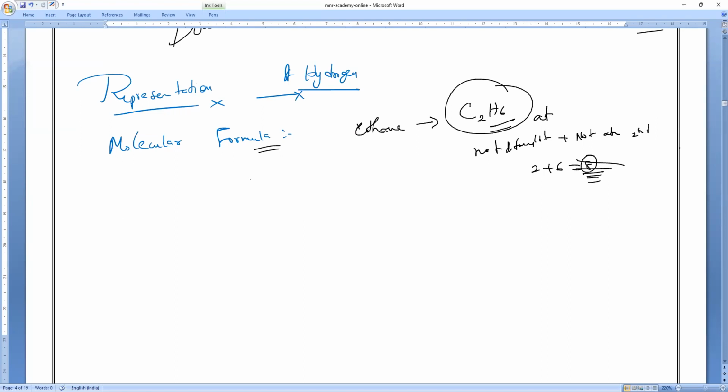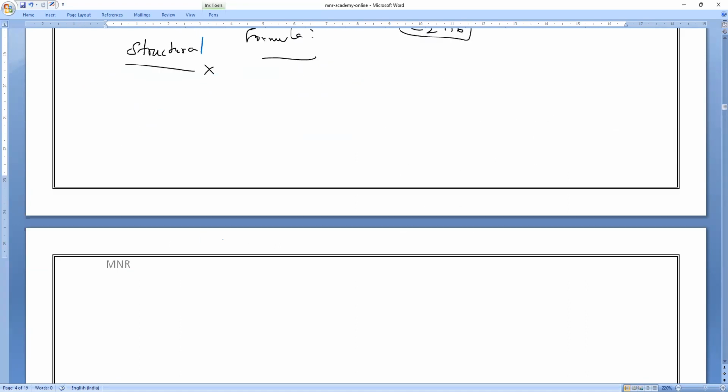Next, if they ask for the structural formula, you draw the chemical compound in detail. For example, the same C2H6. I already taught you what a structural formula is. Anybody can remember? Structural formula is representation with the bonds. So 3 bonds are finished. And each carbon is having how many hydrogens? 3 hydrogens. Over.